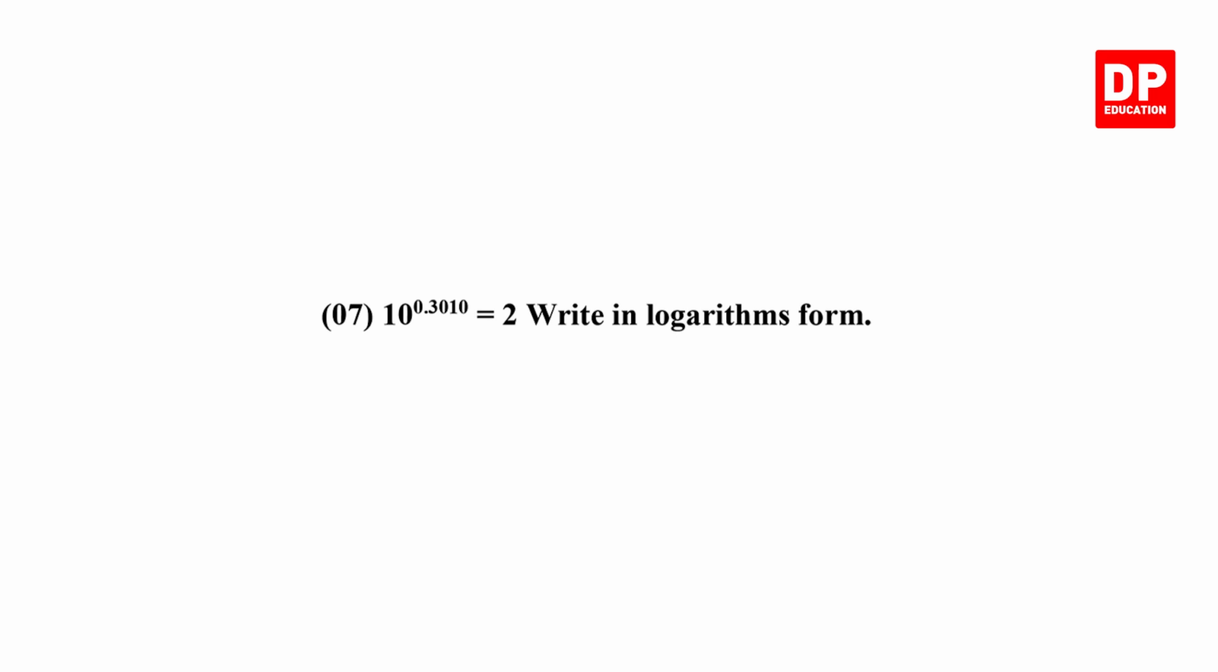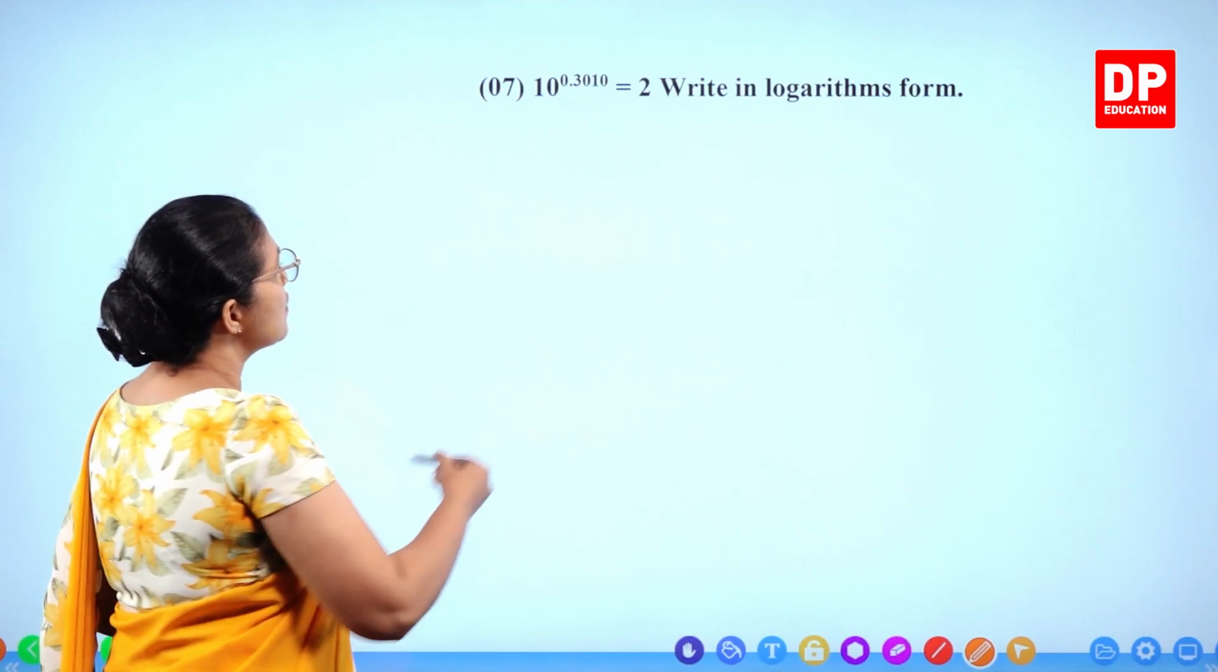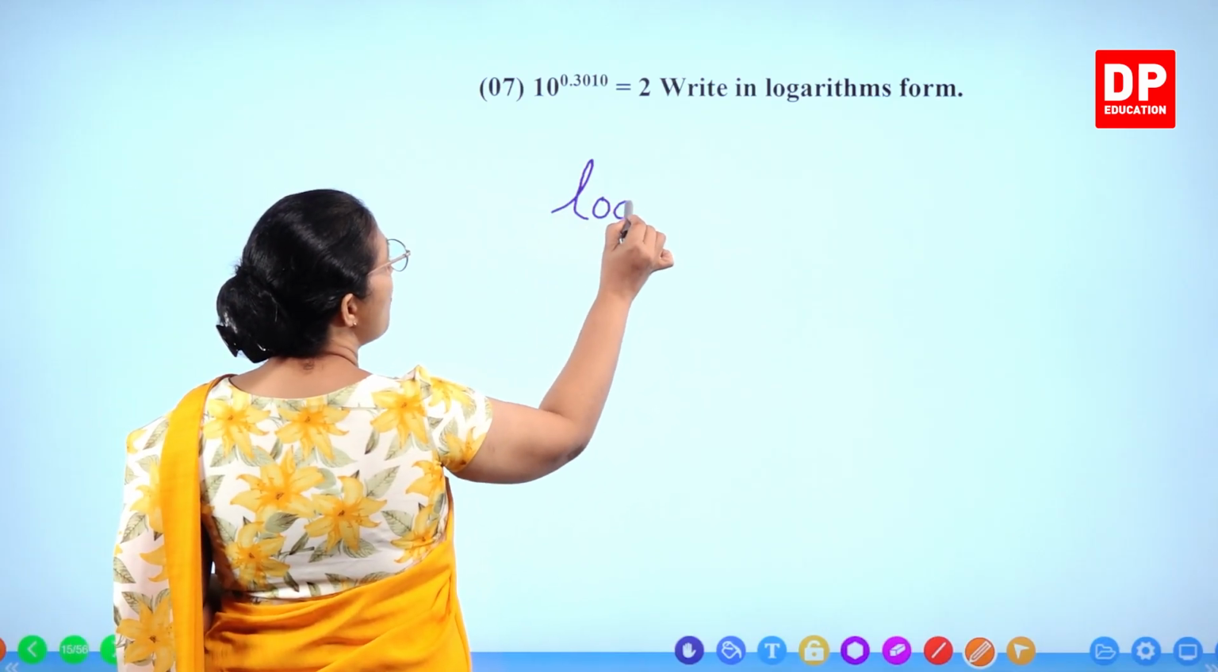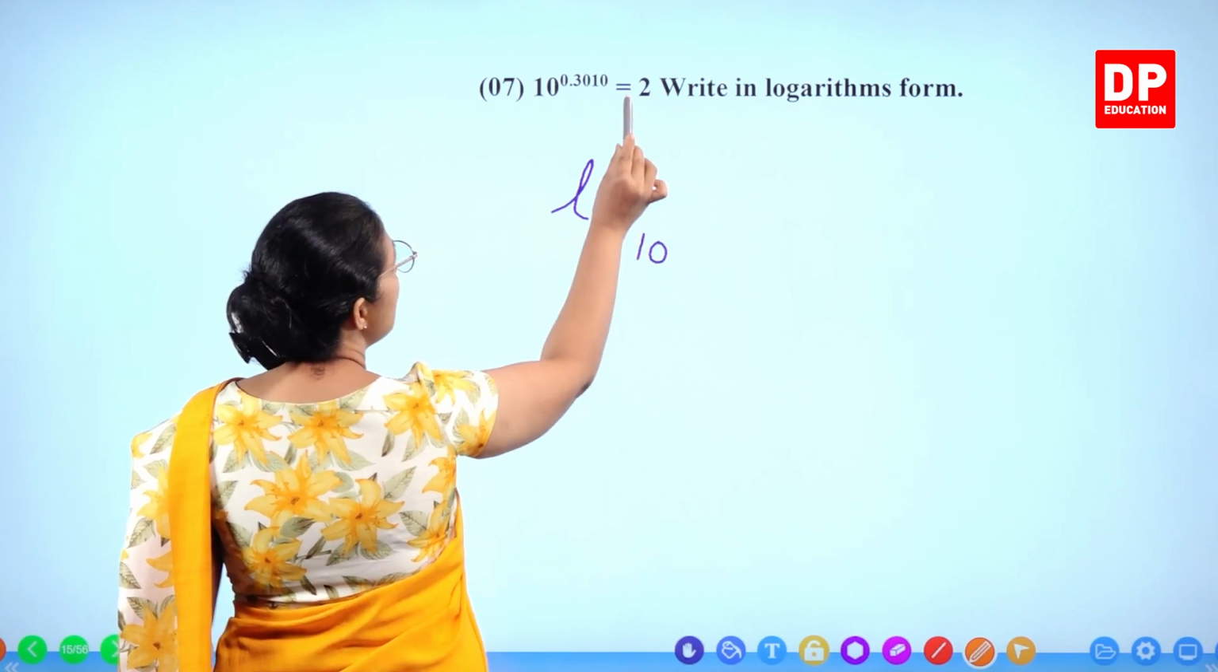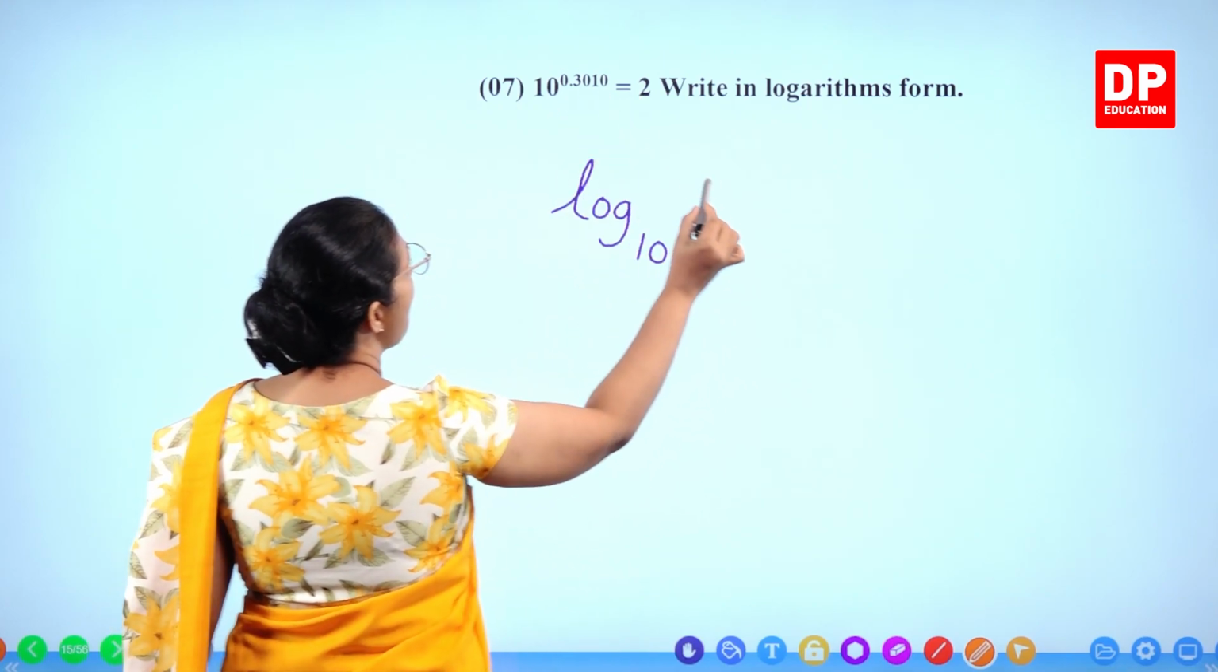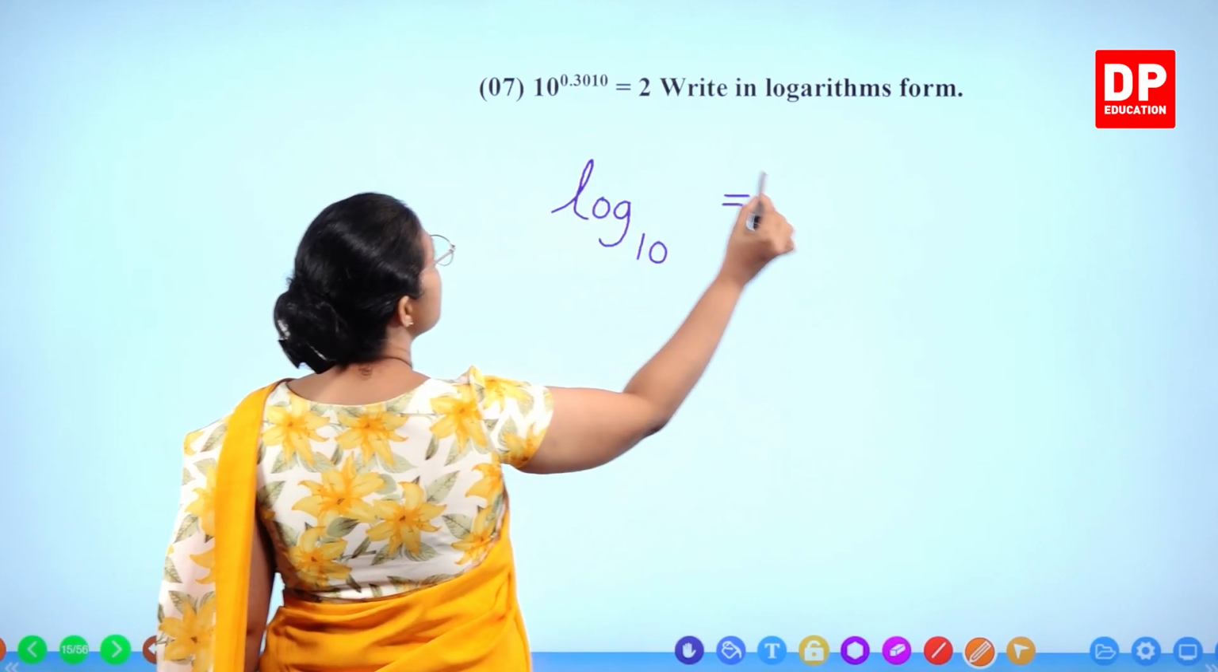Question number 7. You have been given the index notation. Write this in logarithmic form. So 10 is the base. So how do you write it down in logarithmic form? Log base 10, and this is the number. Yeah, this is the index.